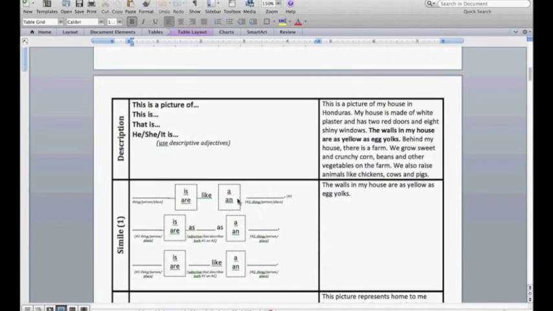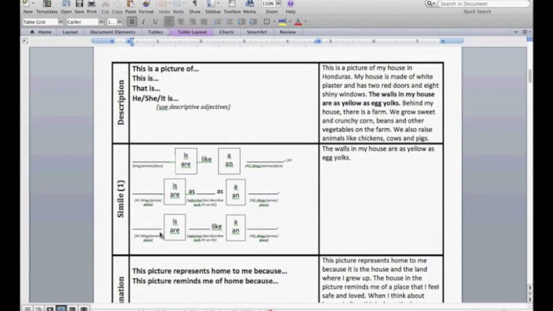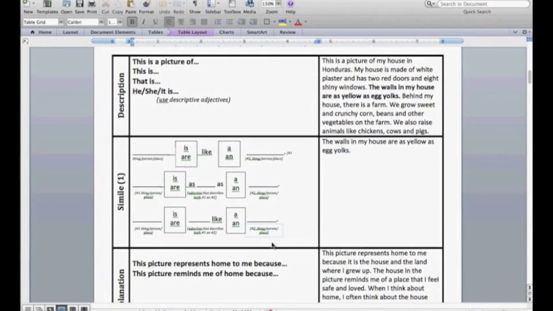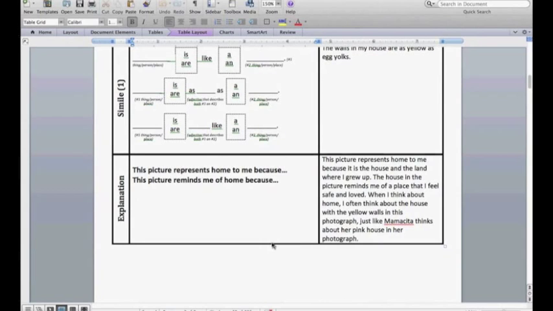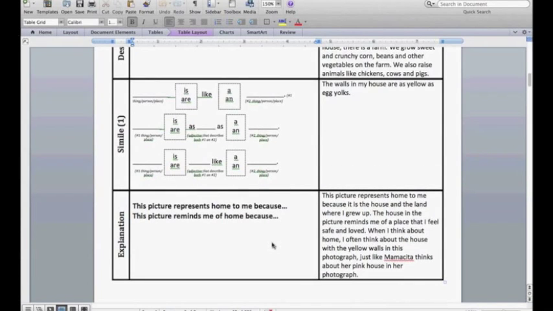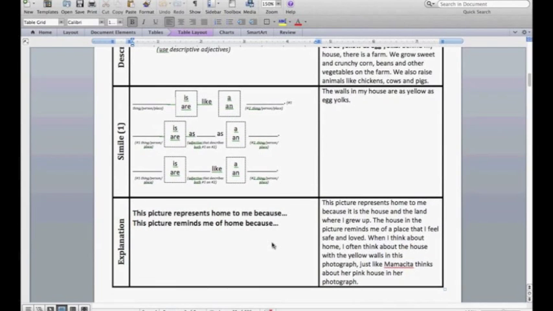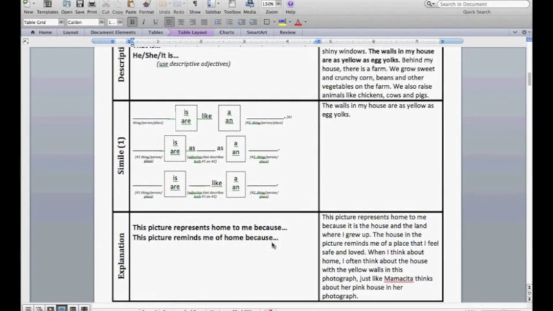So again, I even went as far as a simile to give them a sense of, okay, you have a thing, a person, or place here, is like a something, a thing, a person, or place here. So the walls of my house are as yellow as egg yolks. That uses this middle structure here. They were responsible for this project to do a Prezi presentation or Google PowerPoint, present their pictures and do an oral presentation of their 5 pictures. So they did actually 5 of these for their final presentation.